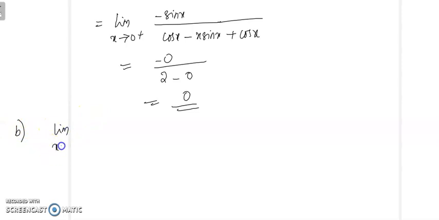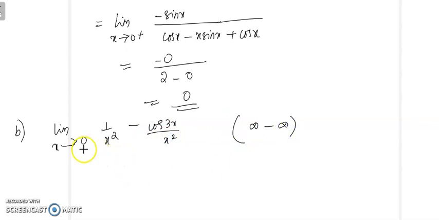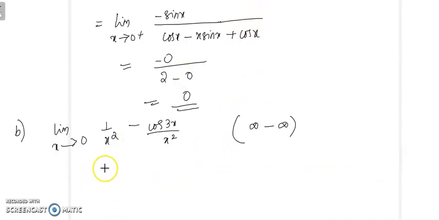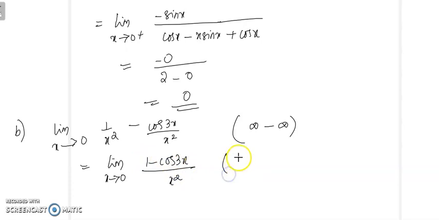And next is limit x tends to 0 of 1 by x square minus cos 3x by x square. So that is again in infinity minus infinity form. Here it is again infinity minus infinity form. Whenever you do a problem, first mention the form, and at every step mention which form it is. So it is limit x tends to 0, 1 minus cos 3x by x square. Now this is in 0 by 0 form.